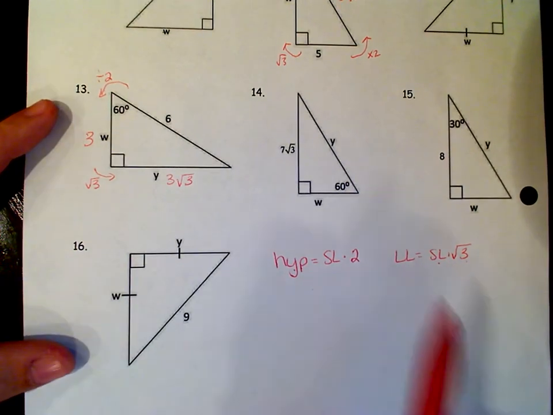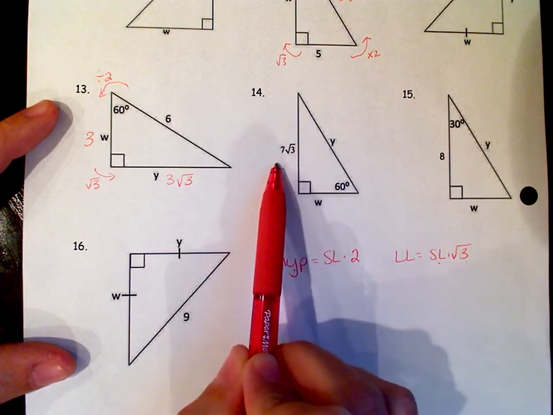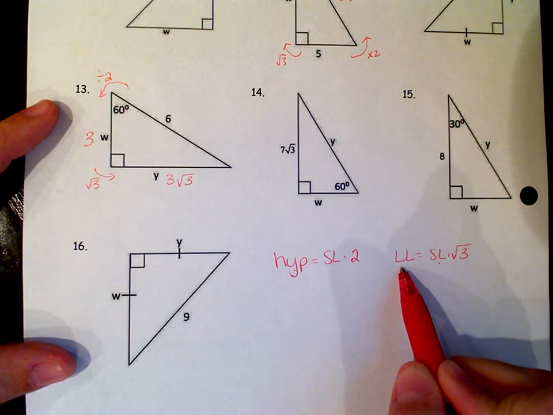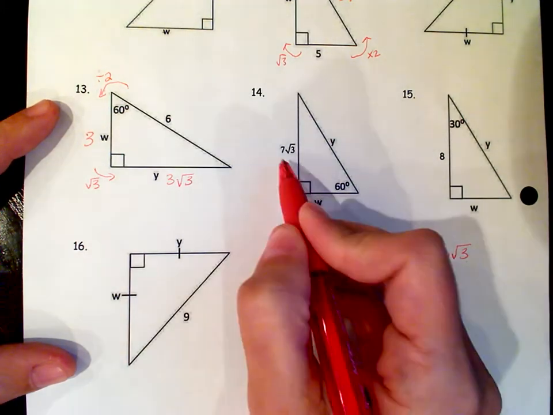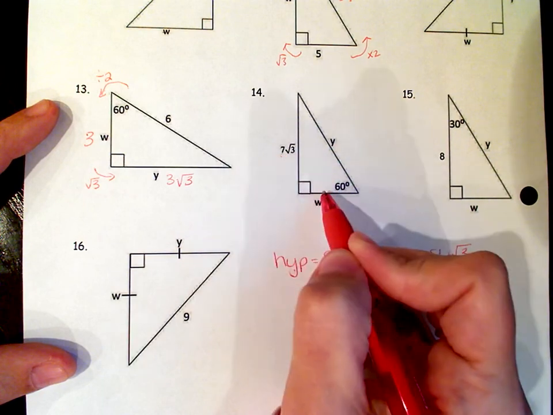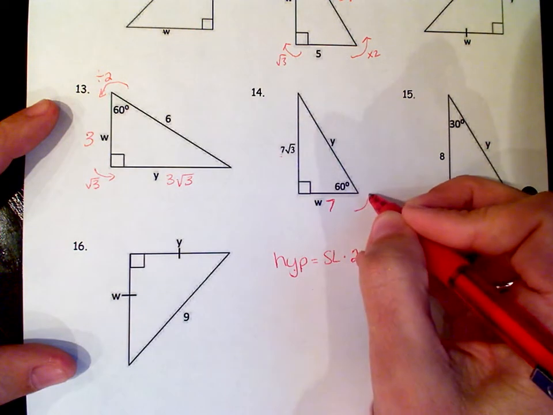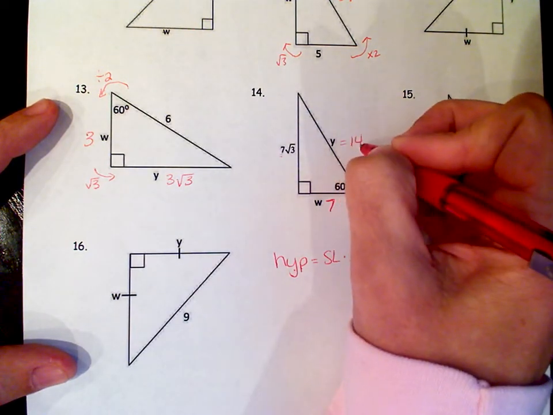On 14, this is opposite the 60, so this is your long leg. The long leg has the square root of 3 in it. So when you substitute that in here, your square roots of 3 are going to cancel out. So the number in front of the radical is just the same length as your short leg. So your short leg is going to be 7, and then you're going to multiply that by 2. So this will be 14.